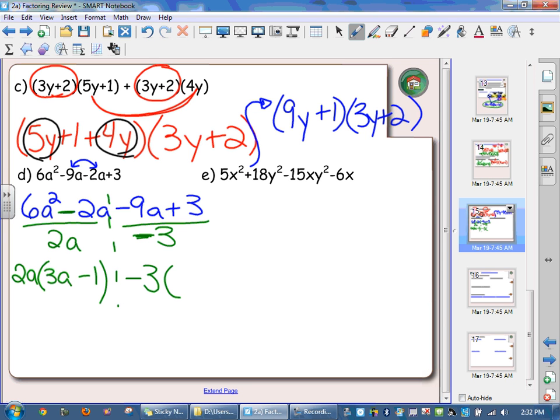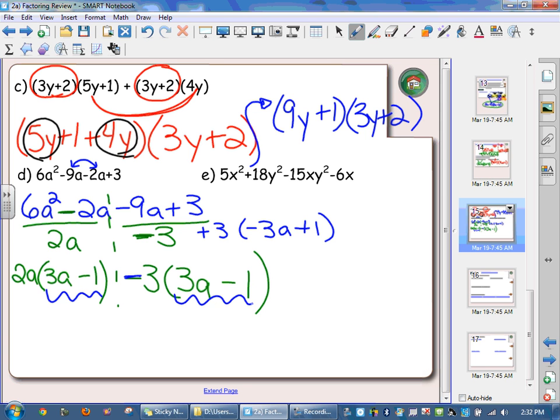Okay, so taking that negative 3 out was super important. If I divided out a positive 3, I would actually get negative 3a plus 1, and remember, that's not what I'm looking for. I'm looking for the brackets to match. So that's why I had to divide the negative out. So we didn't do this part. All right, now I'm going to write those two in a bracket together: 2a subtract 3, and my last bracket, 3a minus 1. Final answer.